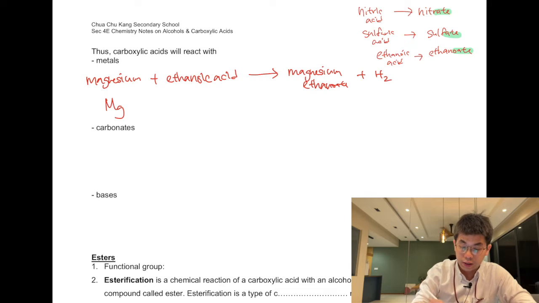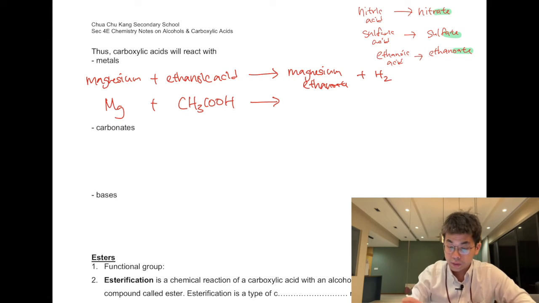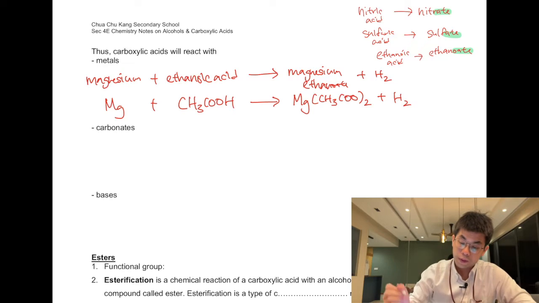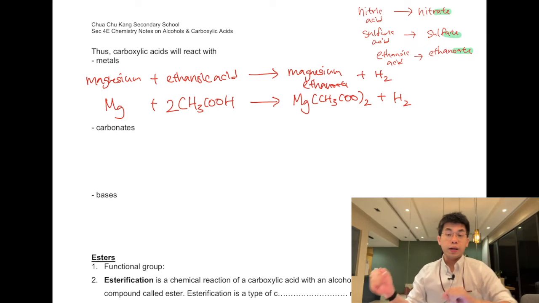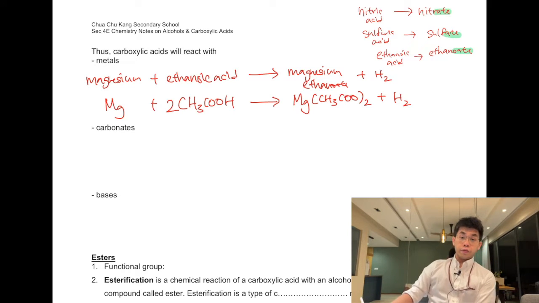Ethanoic acid would be CH3COOH. How are you going to write this formula over here? You're going to write it the same way. So Mg(CH3COO)2 plus H2. And then we balance this, and then we get this. So magnesium ethanoate. The ethanoate ion is a negative ion.